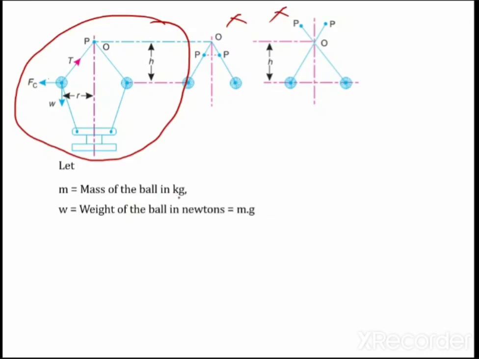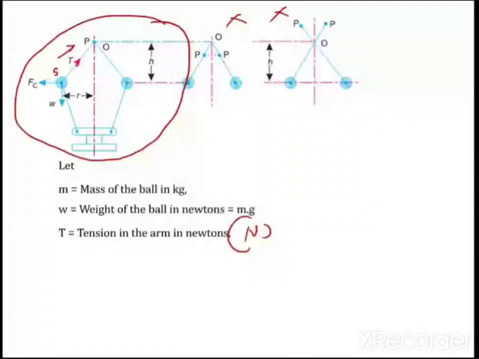Let m is the mass of the ball in kg. See, whatever notation I am taking, that will be constant throughout for all the governors. So m is the mass of the ball in kg, w is the weight of the ball in newtons, mg, T is the tension in the arms in newtons, right? What is T? T is nothing but tension in the arm in newtons. You can see the arrow acting from this point. Let me call this point A. So it is acting towards the point B, right?